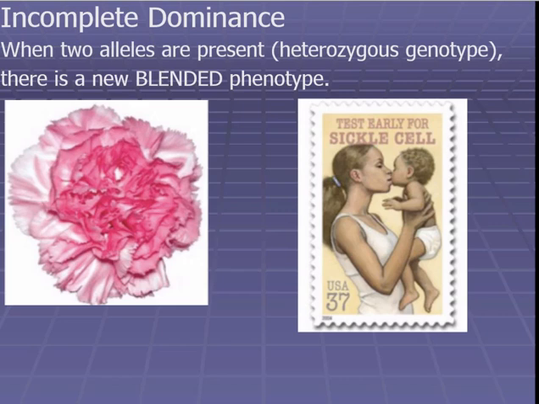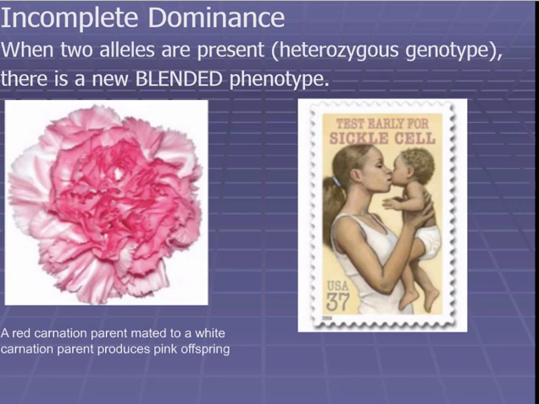Well, incomplete dominance is very similar. There are two dominant traits again, but this time, instead of both showing up, which might produce a red and white flower if you had a red gene that was dominant and a white gene that was dominant, instead they blend together and you produce a pink flower. So a red carnation parent mated to a white carnation parent produces pink offspring. Red and white are both dominant and they blend.